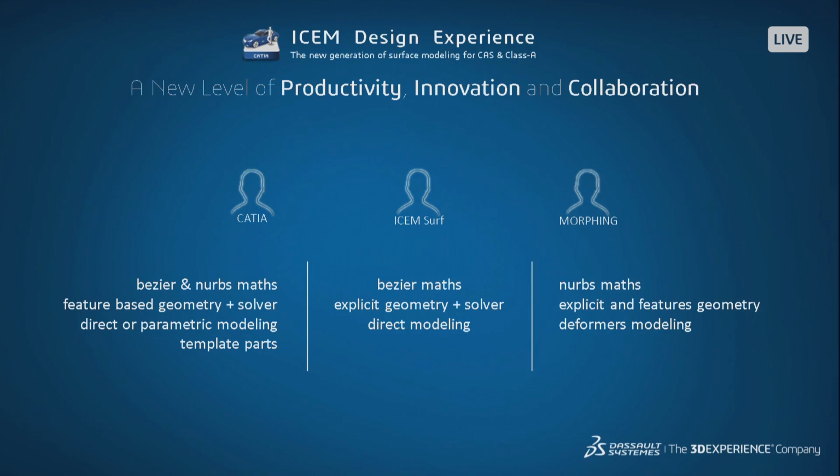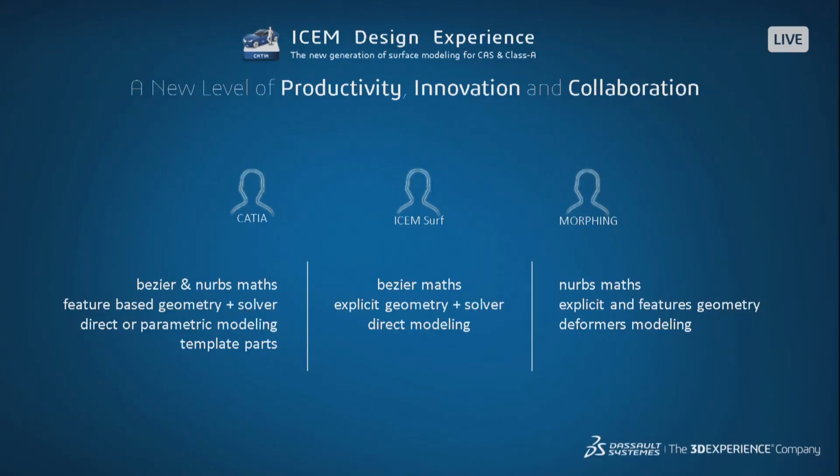Of course, we have been taking as a very first reference to code this app the ISM Surf user, which is using Bézier mathematics, explicit geometry, and some solver with matching constraints, and direct modeling. But we have also been working on a third user profile, which we call morphing, where you are only using NURBS, barely using control points, much more deformer capability, and mixing explicit and feature geometries. We will see that more in detail when we talk about soft parametric later on.